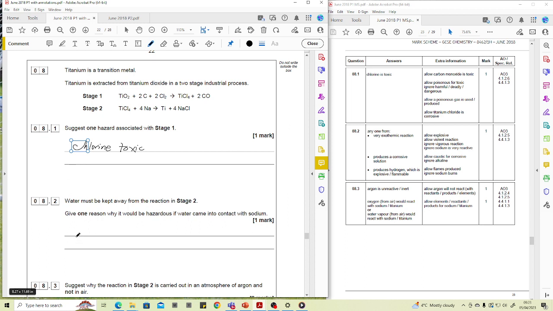Question 8.2, it says water must be kept away in stage 2. Let's have a look. So one reason for water becoming dangerous with sodium, so in the lab it would be a violent or vigorous reaction, but you could say anything to do with explosion risk or very violent reaction. Hydrogen production could lead to explosion.